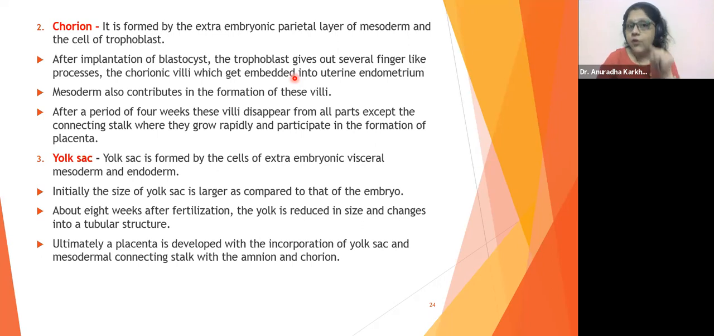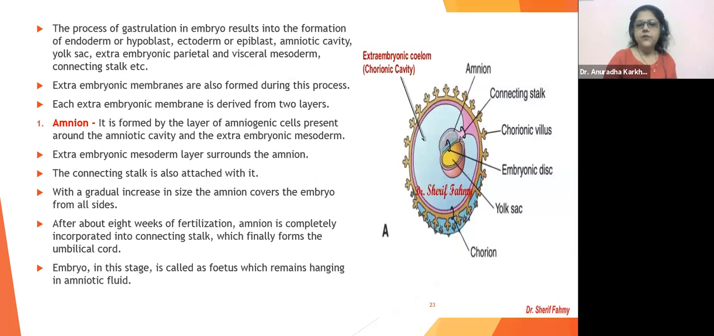So amnion is going to help in the formation of umbilical cord. Chorion is going to be helping in formation of the placenta. So if you look at the earlier figure over here, you can very well see these finger-like projections. Can you see these finger-like projections?